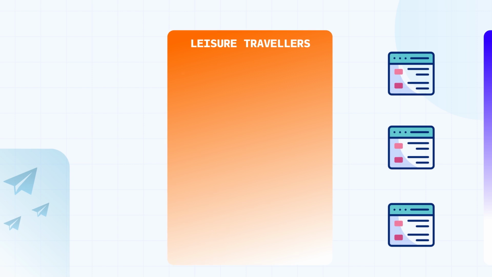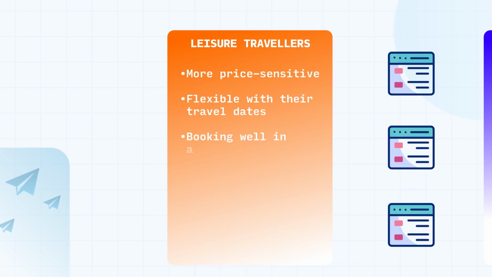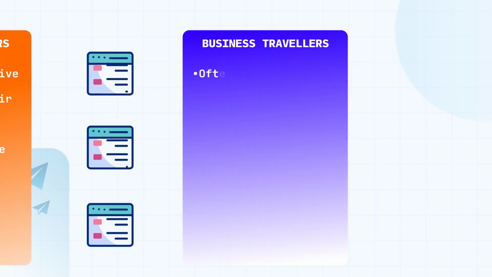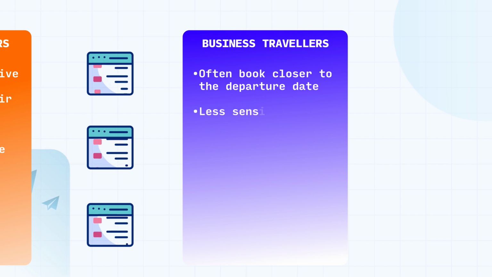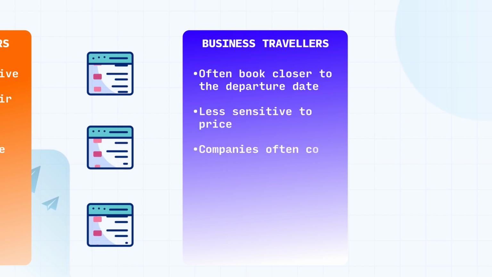Leisure travelers are usually more price sensitive and flexible with their travel dates, booking well in advance to get the best deal. Business travelers, on the other hand, often book closer to the departure date and are less sensitive to price, as their companies often foot the bill.